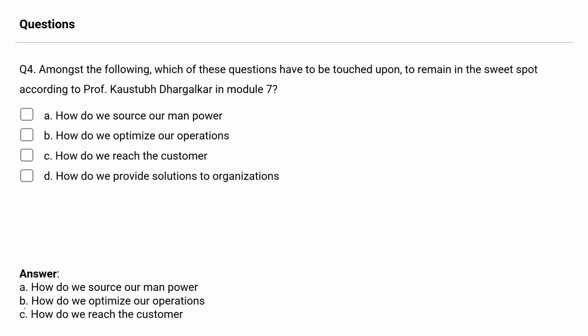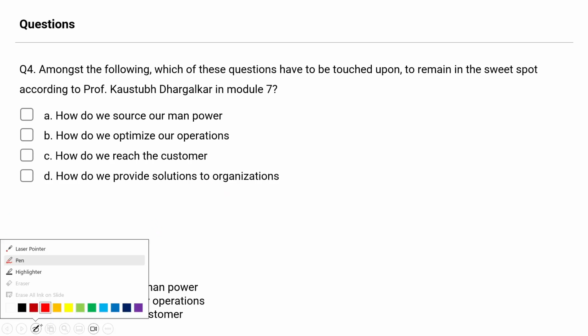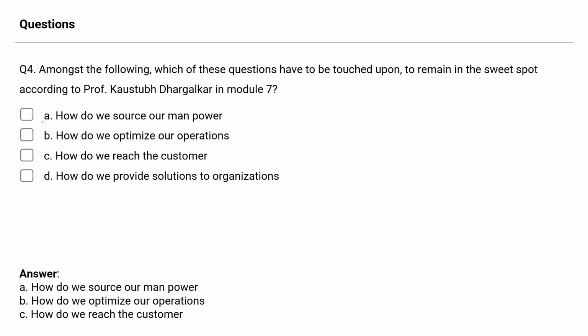The correct answers to the questions are A, B, and C, which are how do we source our manpower? How do we optimize our operations? And how do we reach the customer?